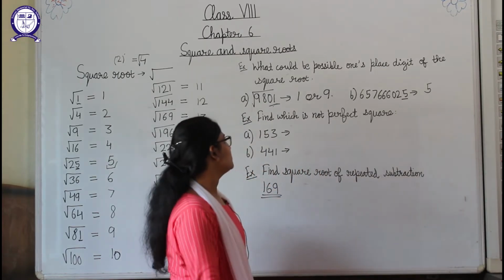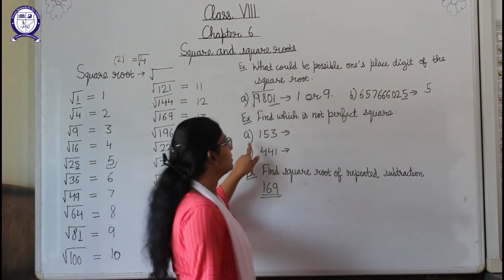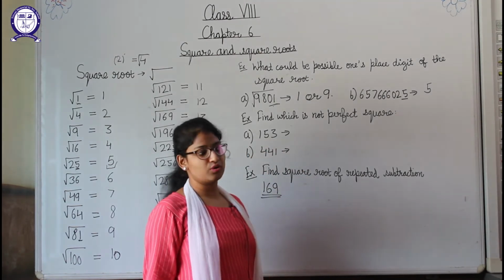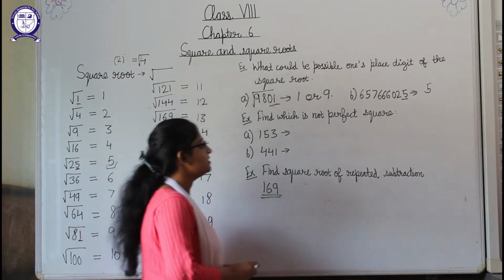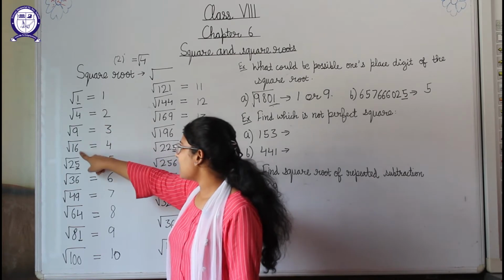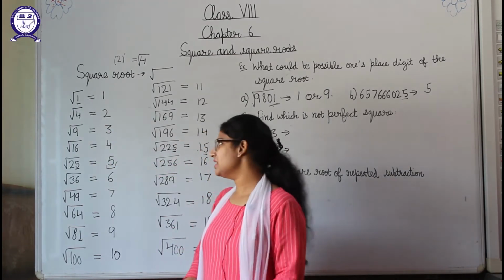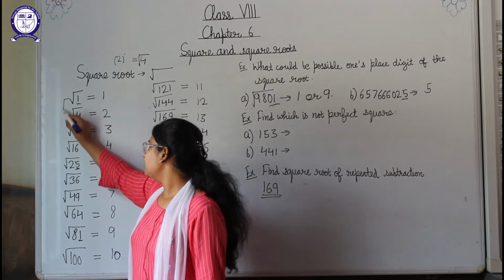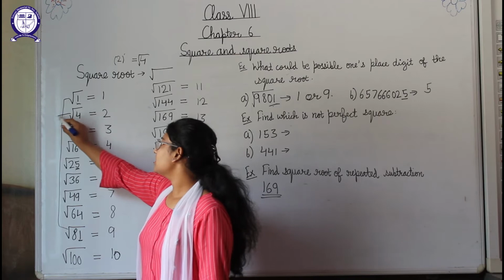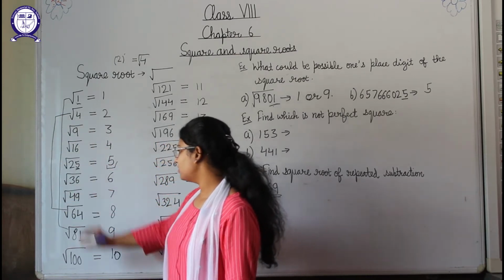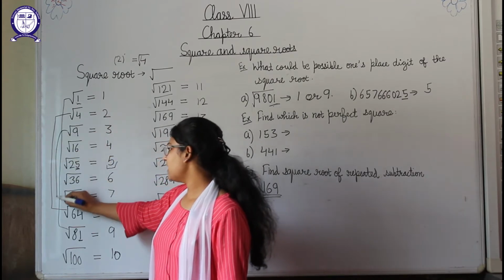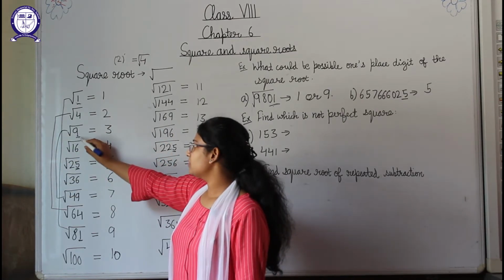Now the next question is, find which is not a perfect square. We have to find out whether 153 is a perfect square or not. So here students, what were the numbers here? 1, 4, 9, 6, 5. As I told you in the earlier class also, 1 and 1 are the unit place digits here. In the same manner, 4 and 4. The unit place digit is 4 here. Here 7 and 9 and 9.